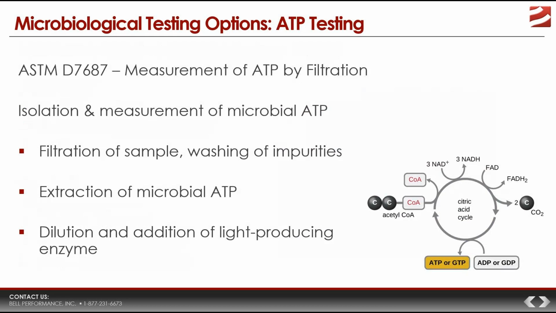All right, third option. Third option for microbial testing is ATP measurement. That is identified by ASTM 7687, otherwise known as measurement of cellular ATP in fuel and water with sample concentration by filtration. So the first test methods for measuring ATP were developed in the 1950s, so it is a technology that has been around for a little bit.